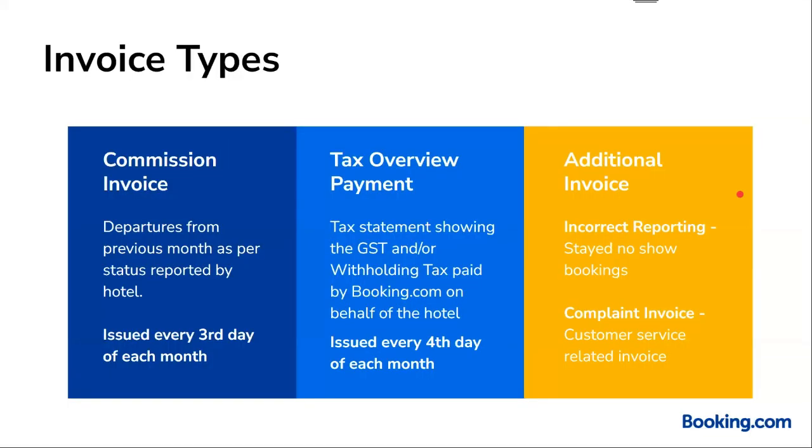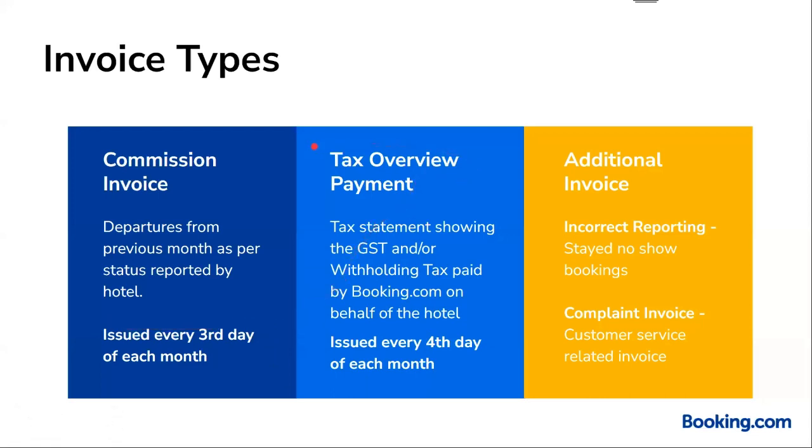So some of the invoicing types are: number one is the commission invoice. This covers departures from the previous month as per the status reported by the hotel, the unit, or the home partner. This is issued on the 3rd of each month. So for the month of September, we'll be issuing you an invoice by the 3rd of October.